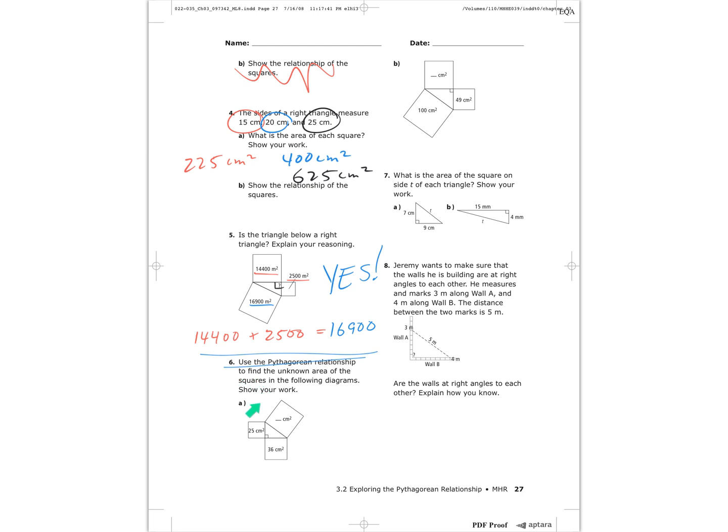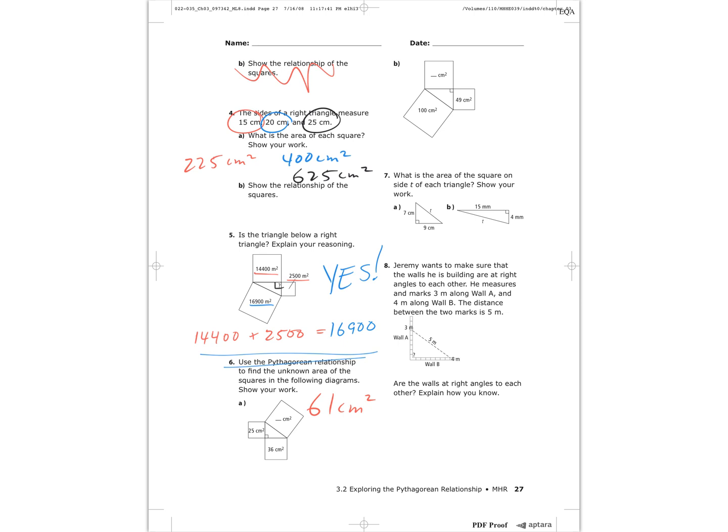Number 6, let's see here. Okay, so if it's a right triangle, this plus this has to equal that. So 25 plus 36 has to equal that. And 25 plus 36 is 61 centimeters squared.